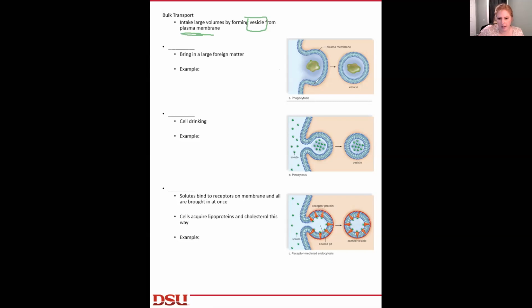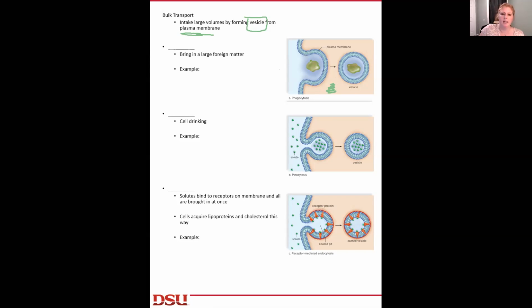Here's the plasma membrane. No, this is inside the cell here. So we have something, in this case, a so-called solid, probably a large molecule that needs to get in. It's too big to go through transport proteins. That's not going to happen.